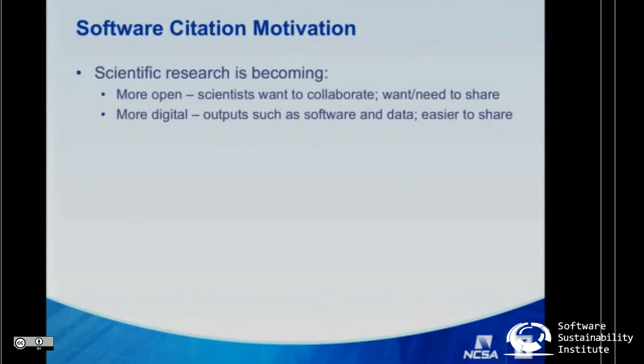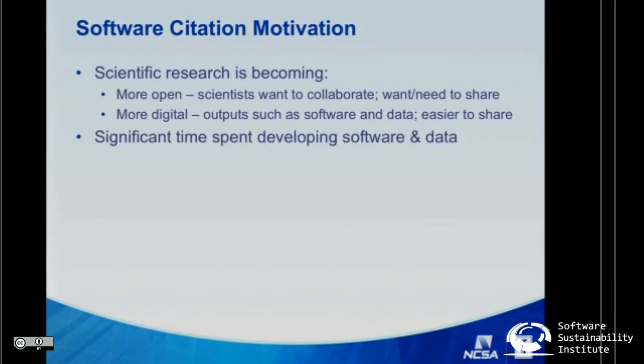The reason that we're talking about software citation is that scientific research is becoming more open and more digital, and that means there is more potential for collaboration, and the outputs being digital makes them easier to share. People spend a lot of time developing software and data. The efforts aren't recognized or rewarded. I think I'm preaching to the choir.